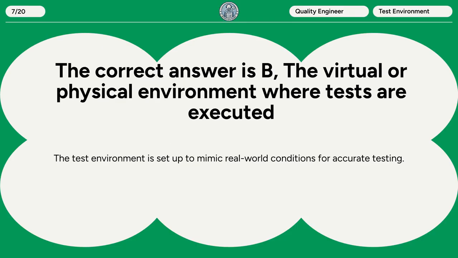The correct answer is B. The virtual or physical environment where tests are executed. The test environment is set up to mimic real-world conditions for accurate testing.